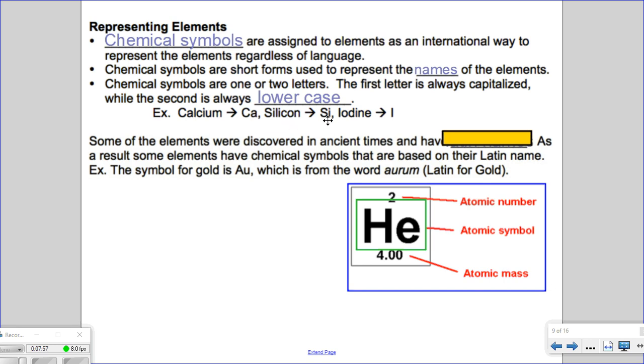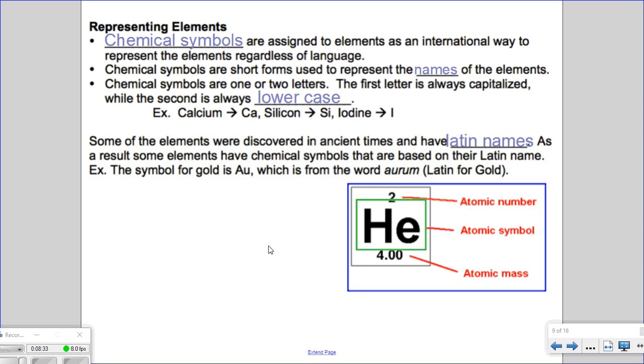Silicon, for example, is Si. That second letter is lowercase in this case. If the symbol is just one letter, that letter is capitalized. So iodine is just represented by a capital I. Some of the elements were discovered in ancient times and have Latin names. As a result, some elements have chemical symbols that are based on their Latin names. For example, the symbol for gold is Au, which is from the word aurum, which is Latin for gold.